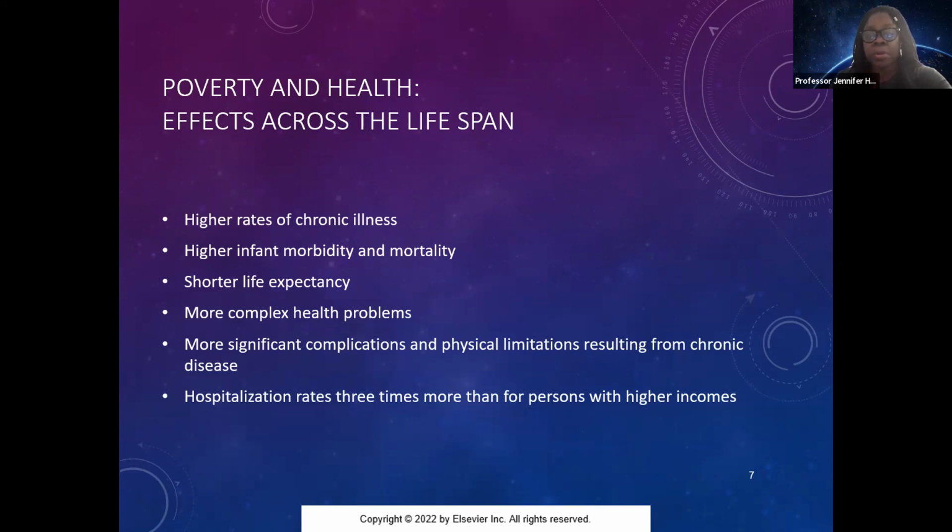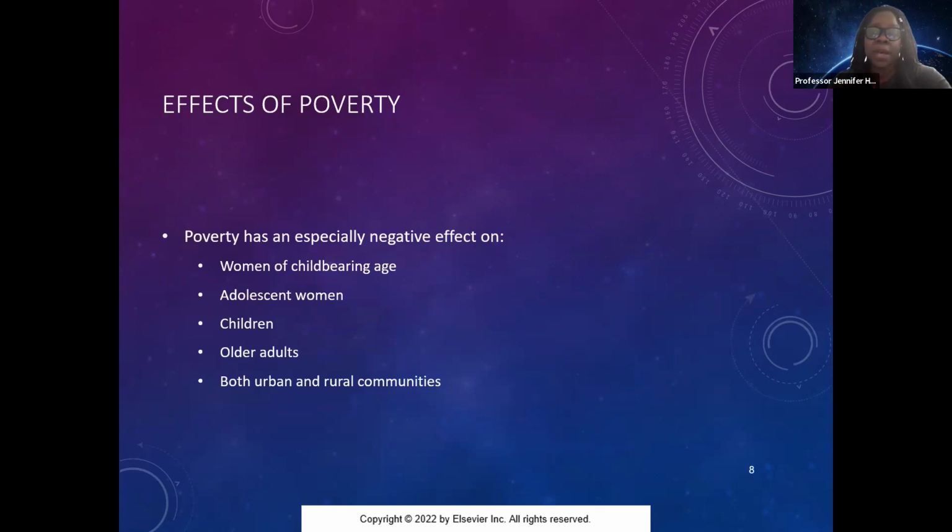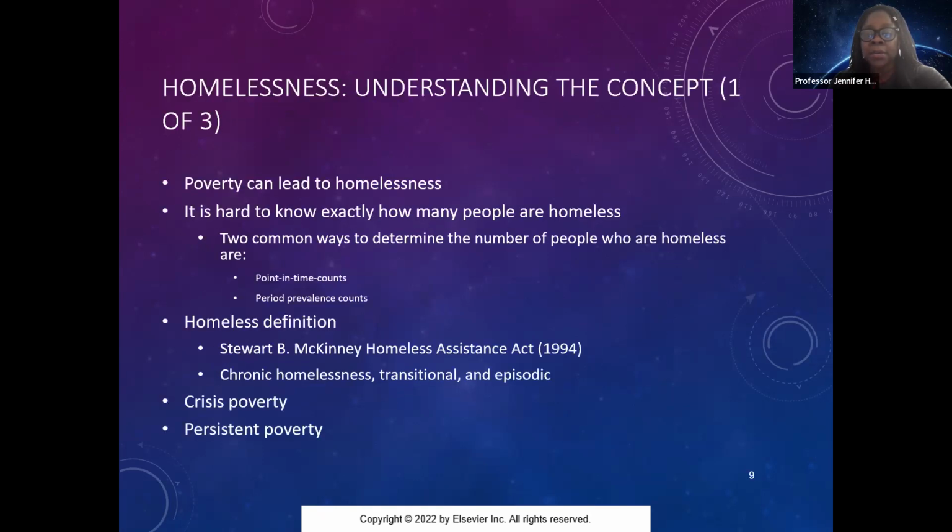Attitudes of healthcare providers toward poor clients, not being aware of that issue that you may have as a provider. It negatively affects women and children, or women of childbearing age. Are they getting the care that they need? Are they getting the assistance that they need? Are they getting their screenings? Adolescent women going through changes with their bodies, children growing in nutritional needs, older adults, and urban and rural communities. They all can affect someone's poverty, whether you're in an urban area or a rural community. If you're not able to access the care that you need, that will affect you on so many levels.